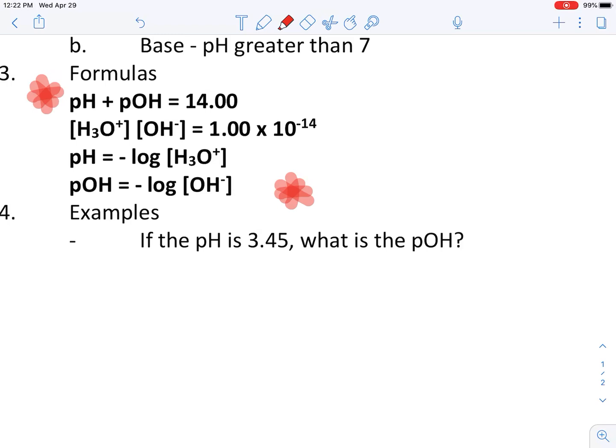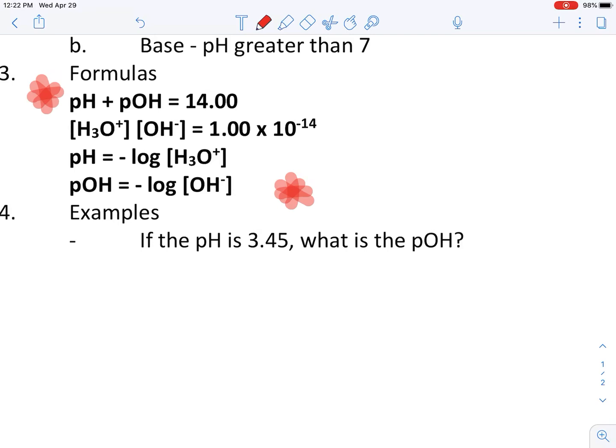So the first one is pretty straightforward and pretty easy to do, honestly. pH plus pOH equals 14. We've got the second one, which says our hydronium ion concentration times our hydroxide ion concentration equals 1 times 10 to the negative 14th. We have pH equals the negative log of our hydronium ion concentration. And we have pOH equals the negative log of our hydroxide ion concentration. Those are the 4 that we're going to learn how to use today and practice with today.